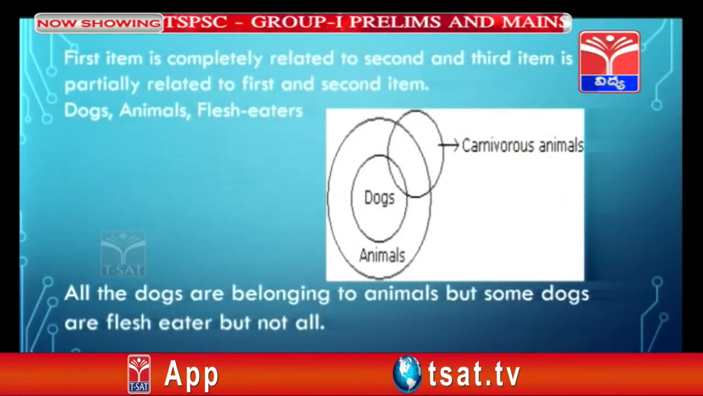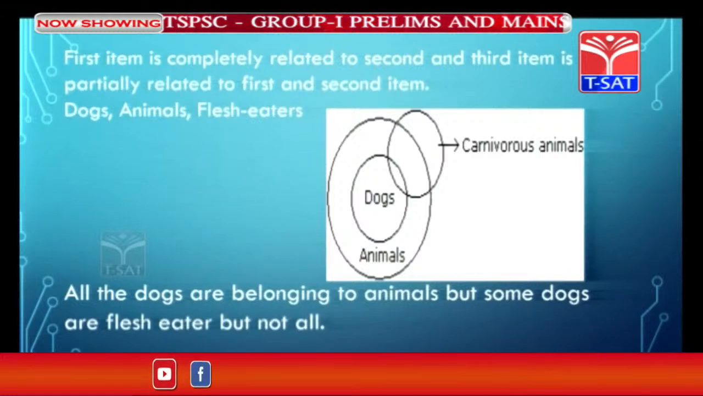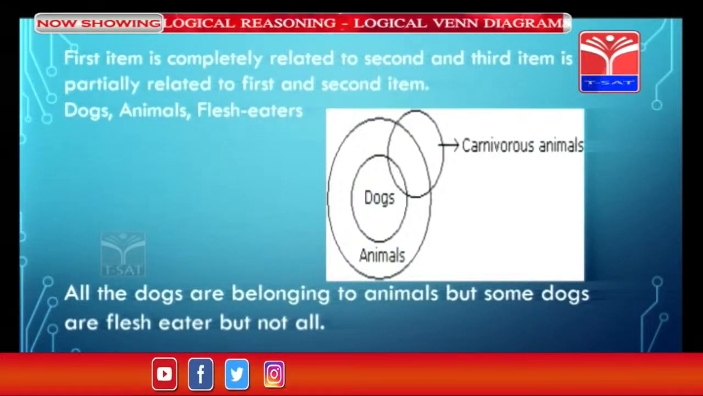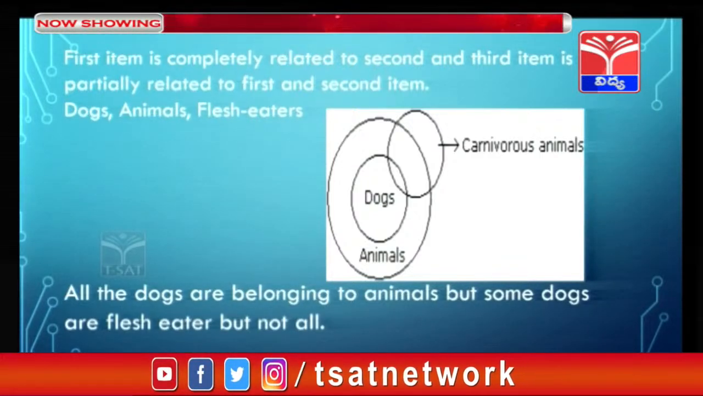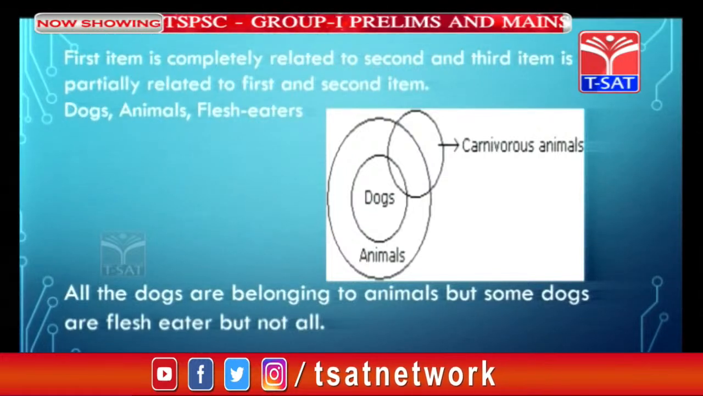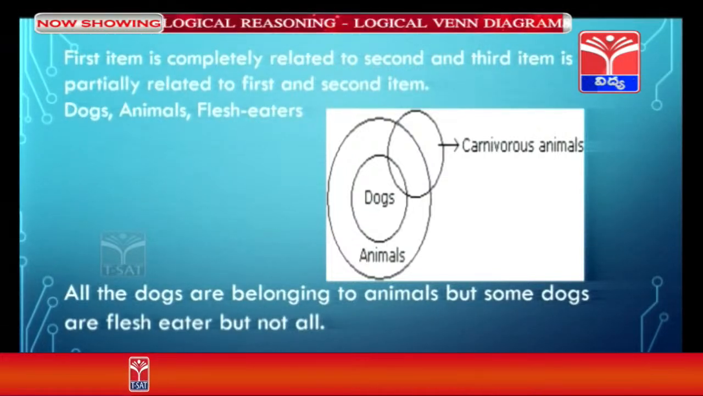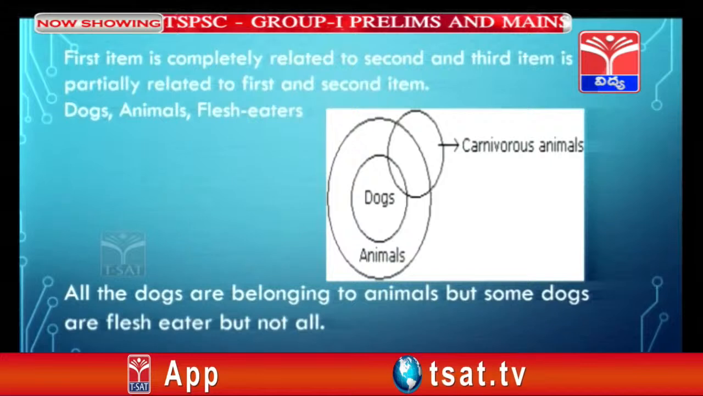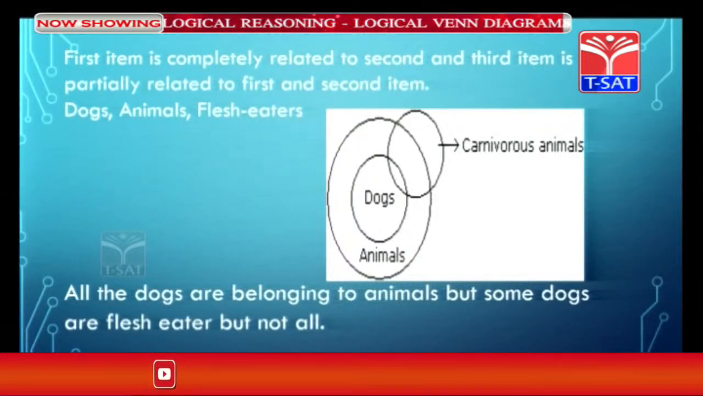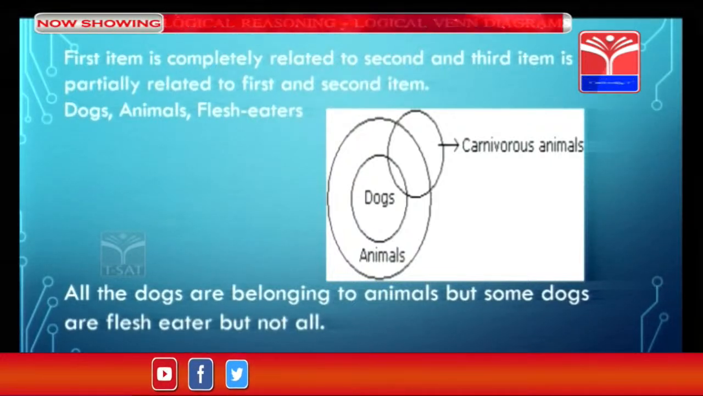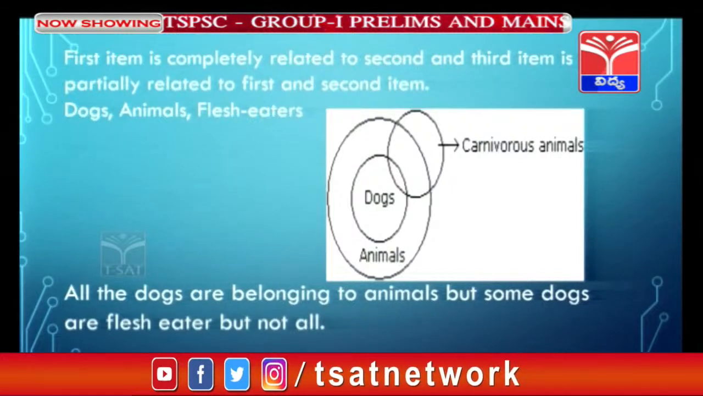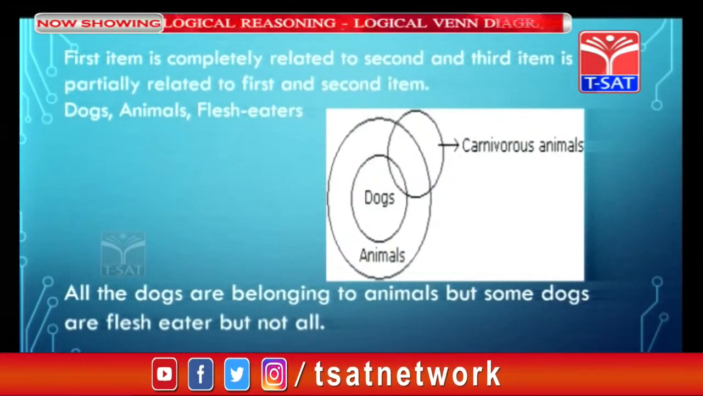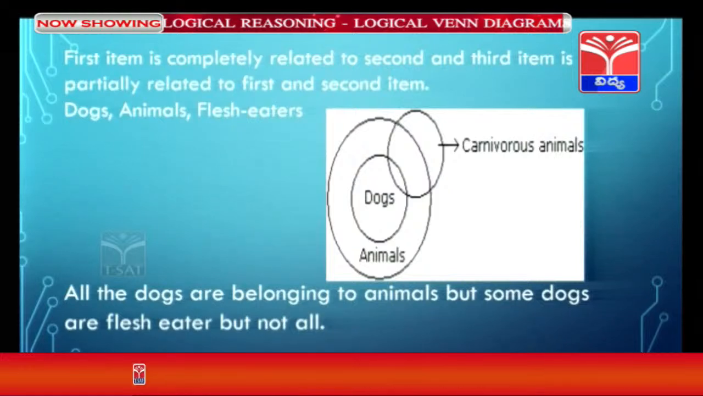Now, this is a very different one. The first item is completely related to the second, and the third item is partially related to the first and second. It is not completely related, only partially. So, let us take an example: dogs and animals. If you take dogs and animals, all the dogs belong to the animals, correct? So, dogs lie inside the animals circle, correct?